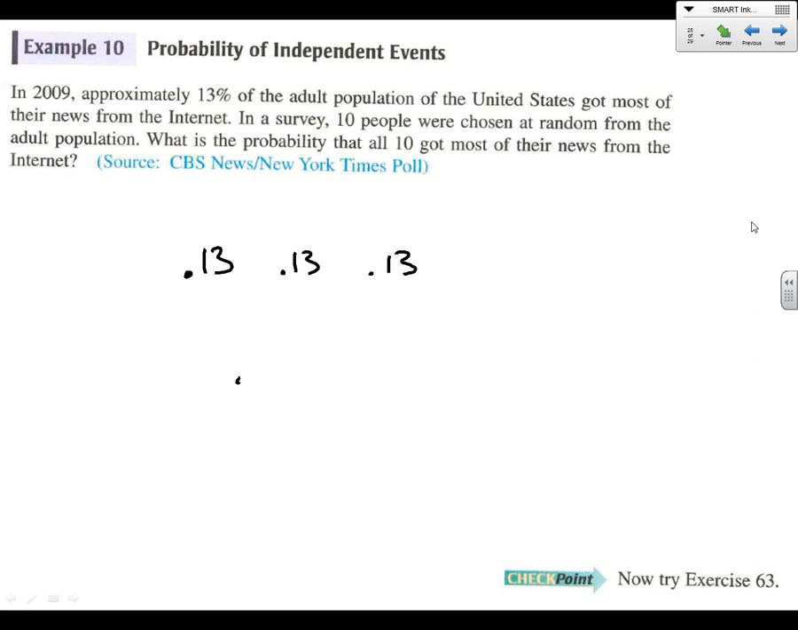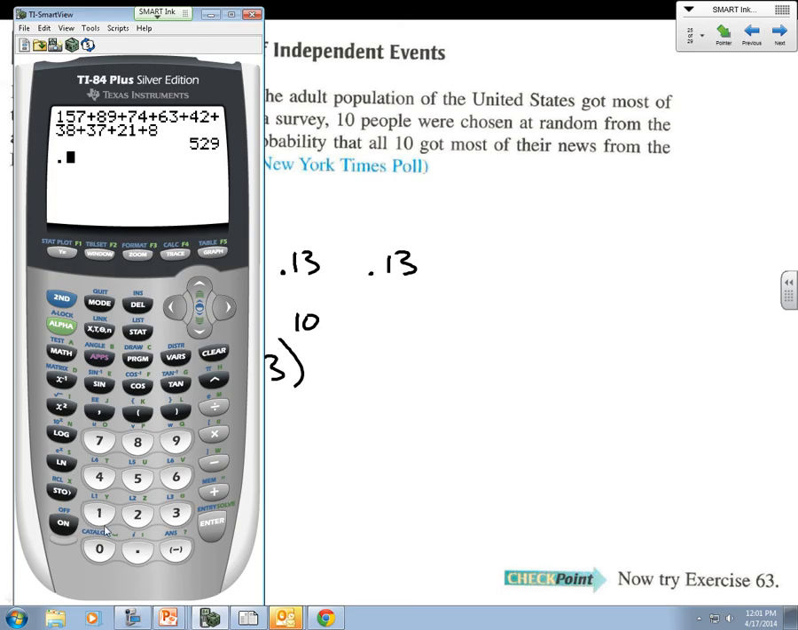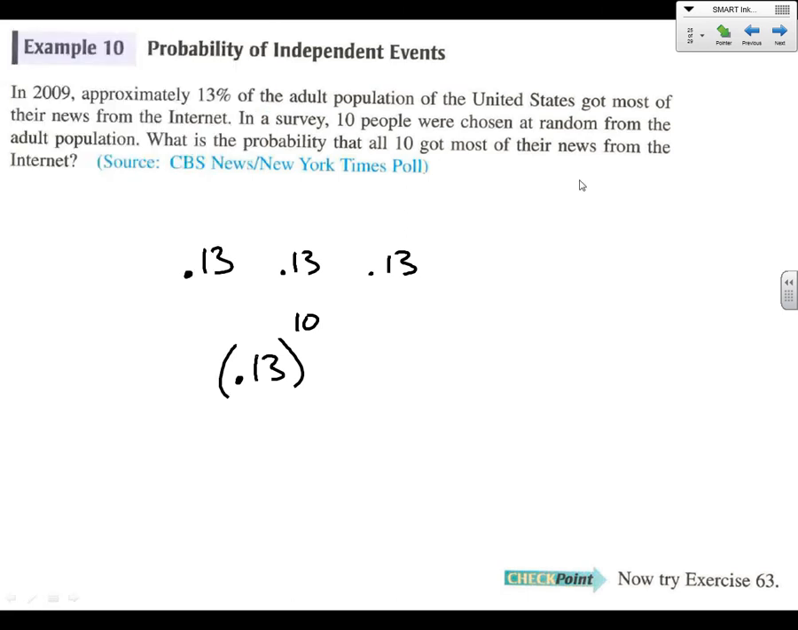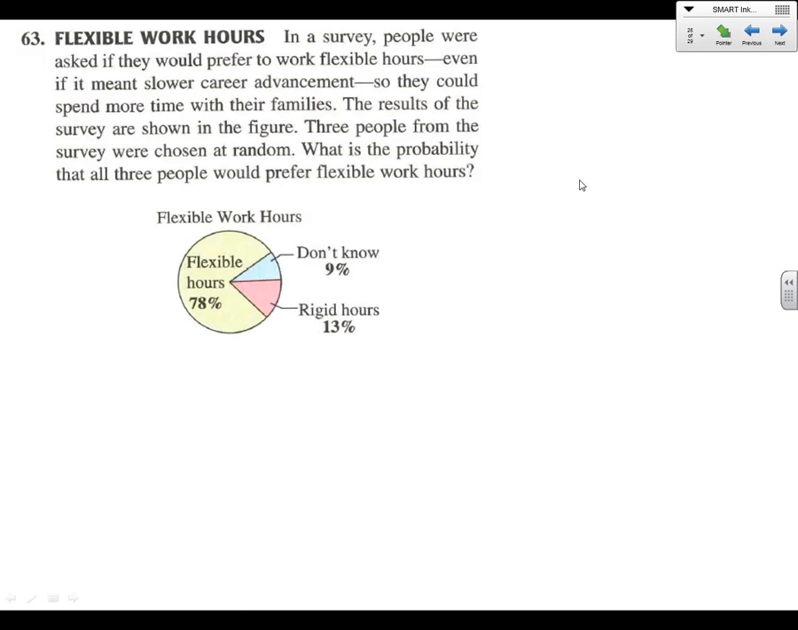We're going to multiply them all together. That's 0.13 to the 10th. Okay, so that's going to be a very small number. 0.13 to the 10th, so 8 zeros and then a 1. That's a small percentage of the population, or a small percentage of the time we would get 10 people in a row. Hard to do that. Answer 63.